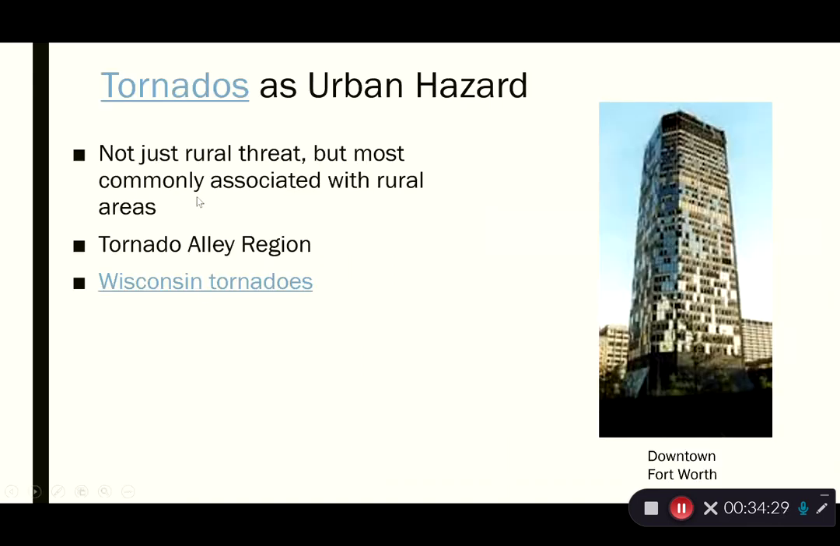So tornadoes, we don't often think of them as an urban hazard, but they certainly are. This is a building in Fort Worth, Texas, in the middle of downtown, that got hit by a tornado, and you can see the damage it did to that building. They ended up demolishing this building and building something else in its place because it was so damaged. But again, right in the middle of a city, something we don't typically expect.